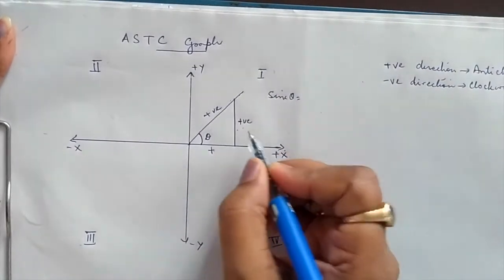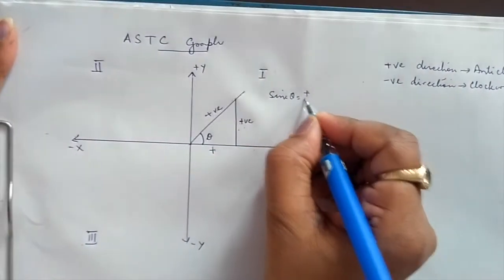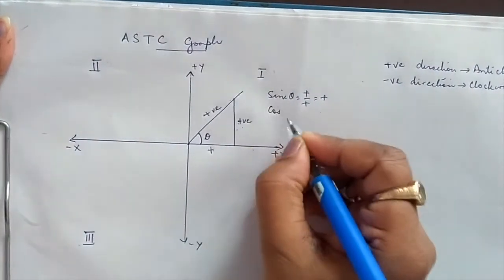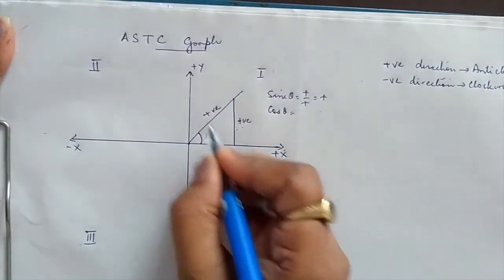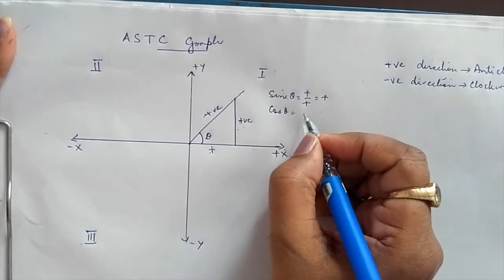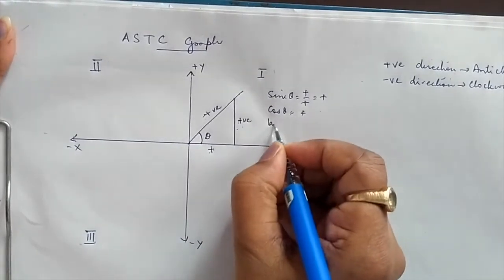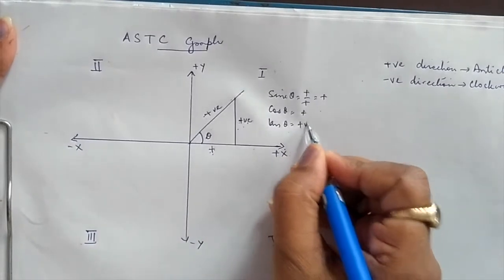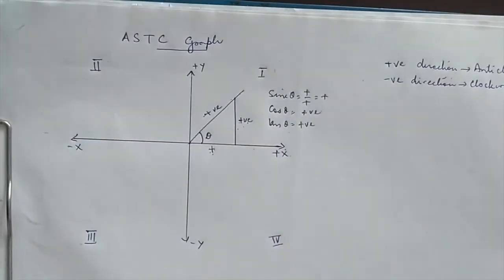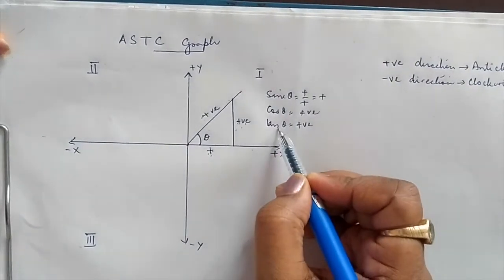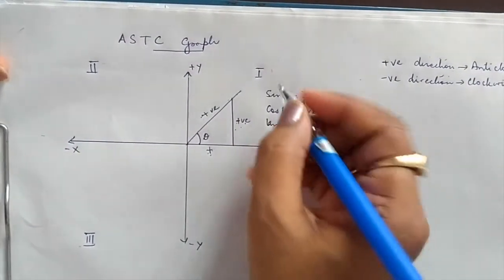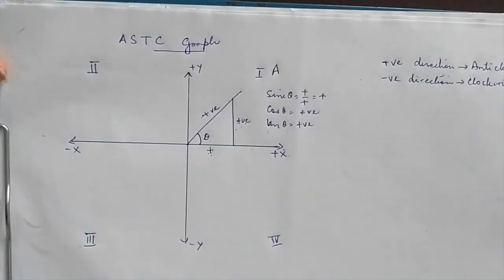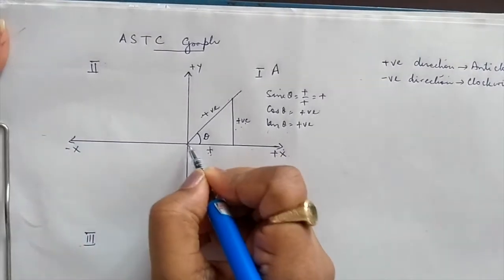So now sine theta would be p by h, that is positive upon positive, giving you positive. Similarly, cos theta would be b by h, positive upon positive, so positive. Tan theta, similarly p by b, so positive upon positive will give me positive. So now you can see all the three ratios are positive. That is why my first quadrant is known as A, A meaning all.